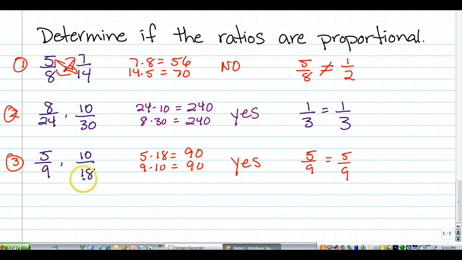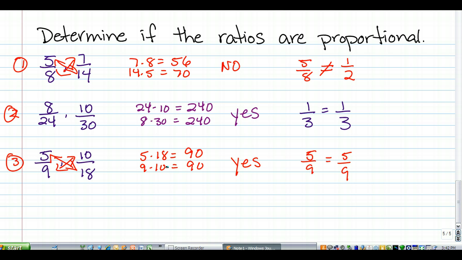5/9 and 10/18, maybe you were able to even just see this before you did it. You say, well, 5 times 2 is 10, 9 times 2 is 18. Those are equivalent fractions. They have to be a proportion. And sure enough, it is. They both simplify down to 5/9, and when we crisscross multiply, we get the same answer.